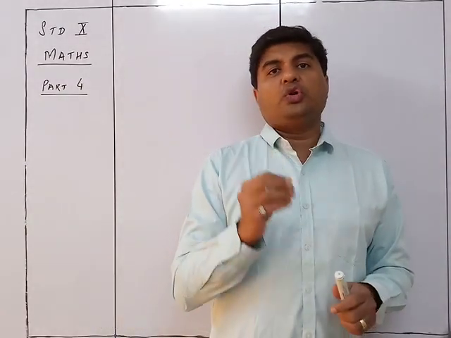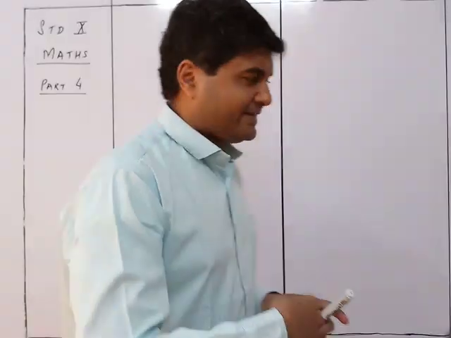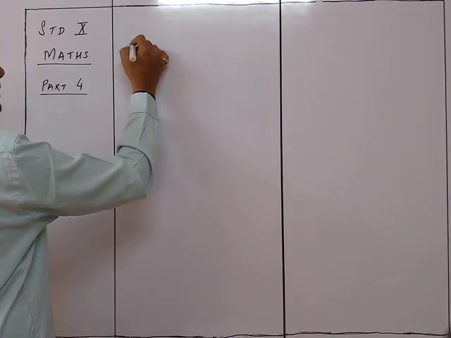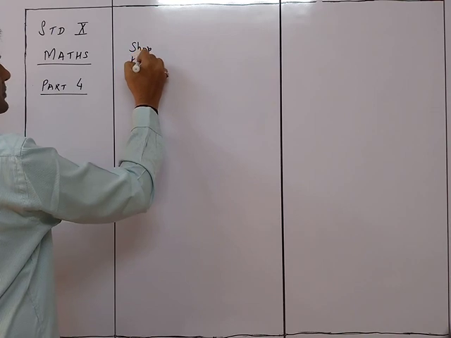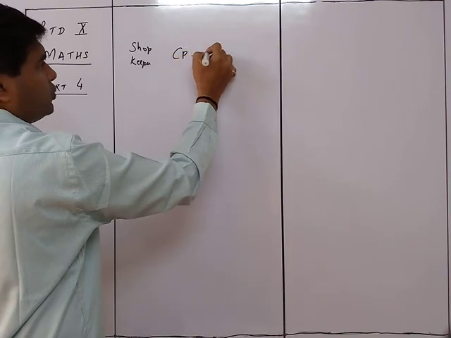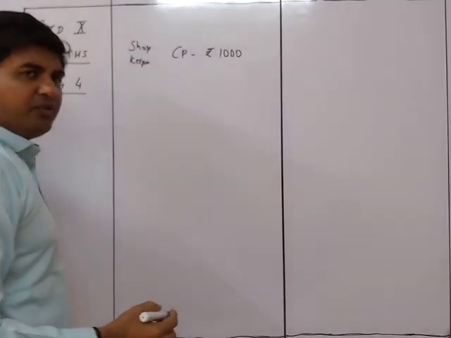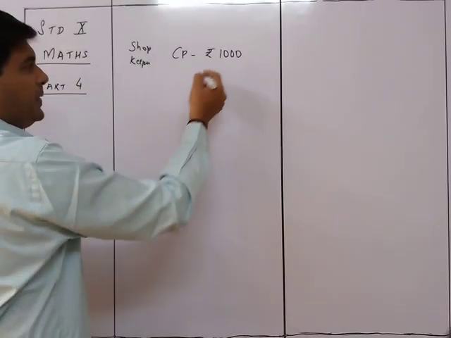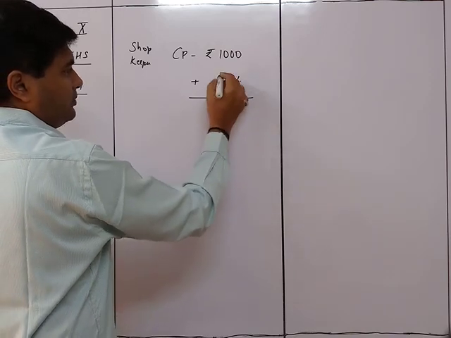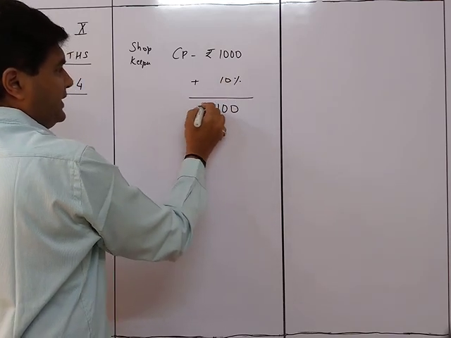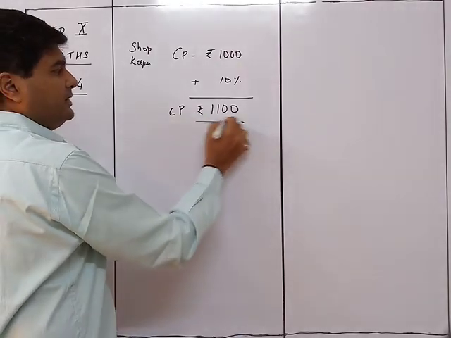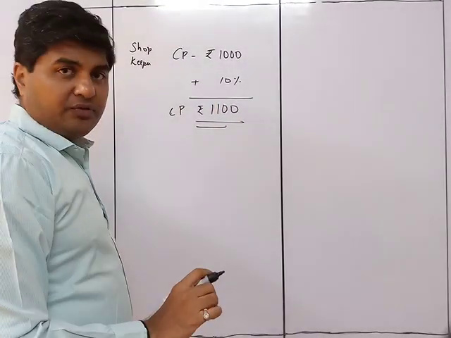Let's take an example. The shopkeeper buys, so the CP of the shopkeeper is, let's say, rupees 1,000. So he is buying something for rupees 1,000, and he is paying a tax of 10% on this. Accordingly it will be 110, so it will be 1,100 rupees, the total CP of the material. This is what the shopkeeper is buying this material for.